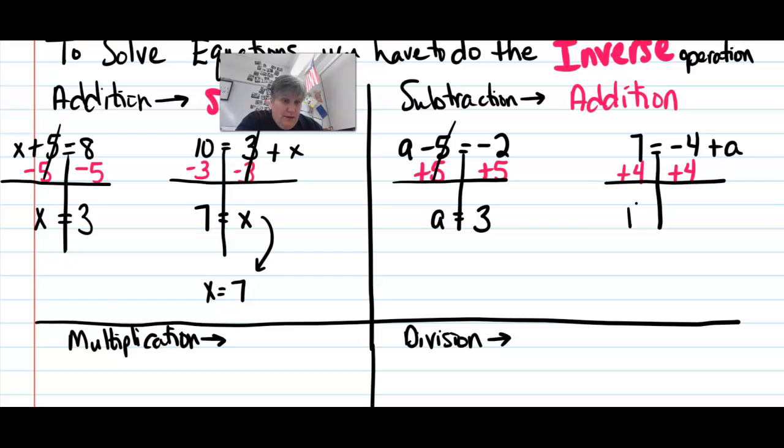7 plus 4 is 11. A negative 4 and a positive 4 is gone. So I'm left with 11 equals a. But again, remember, you can switch it up and you can say a equals 11 if you like.